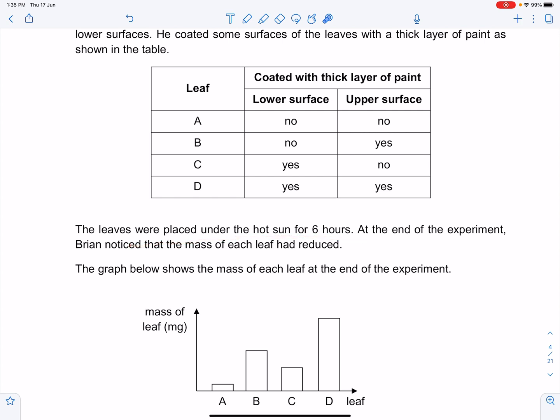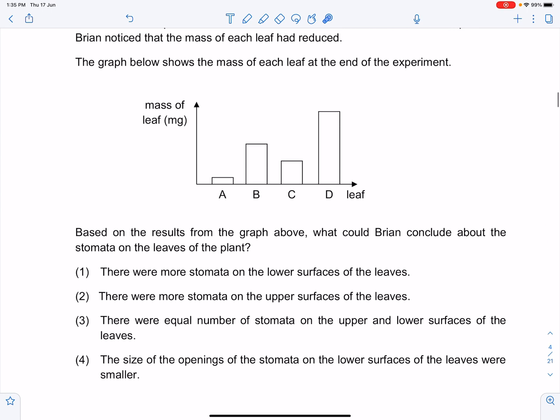At the end of the experiment, Brian noticed that the mass of each leaf had reduced. The graph below shows the mass of each leaf at the end of the experiment. So based on the results above, what could Brian conclude about the stomata on the leaves of the plant?